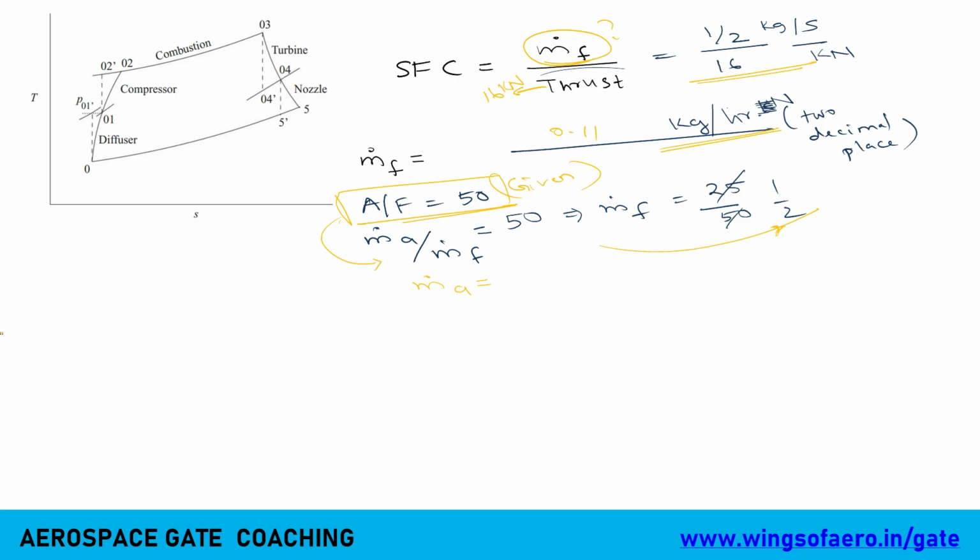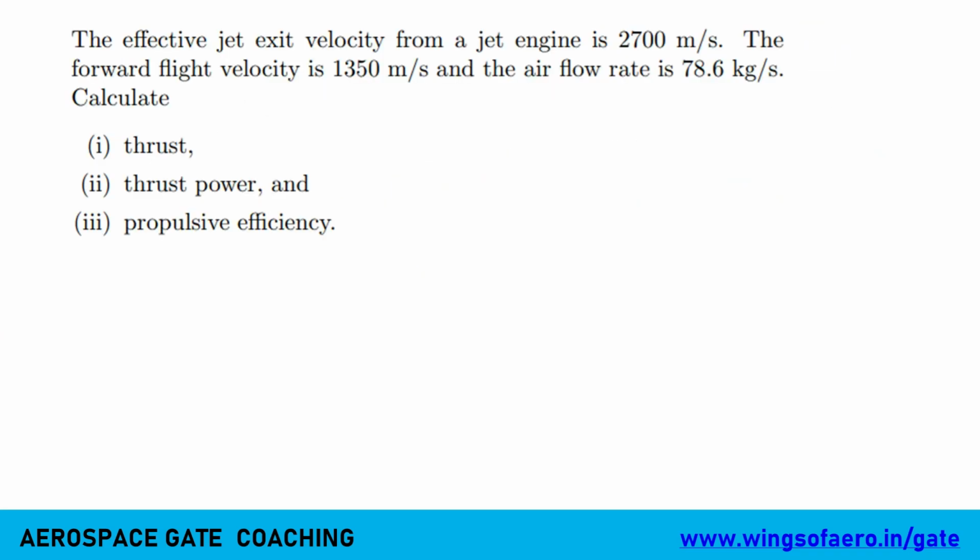Okay. Now we'll switch to the next question. In this problem also we will see new ways to solve problems, and in addition we will learn the formulas. The effective jet exit velocity from a jet engine is 2700 meter per second. The forward flight velocity is 1350 meter per second. The airflow rate is 78.6 kg per second. Calculate thrust, thrust power and propulsive efficiency. Three things we need to find out from this question.